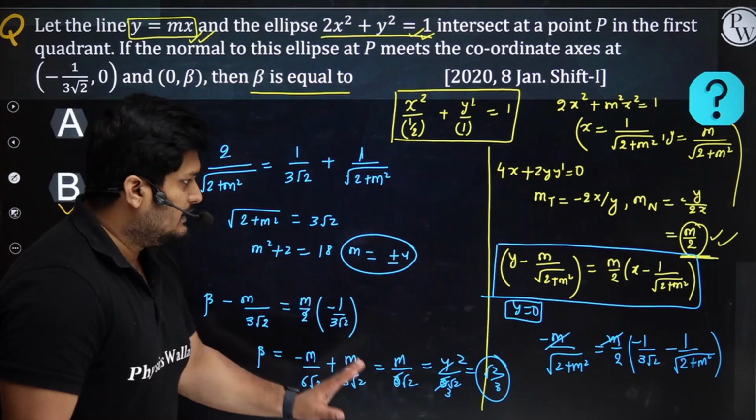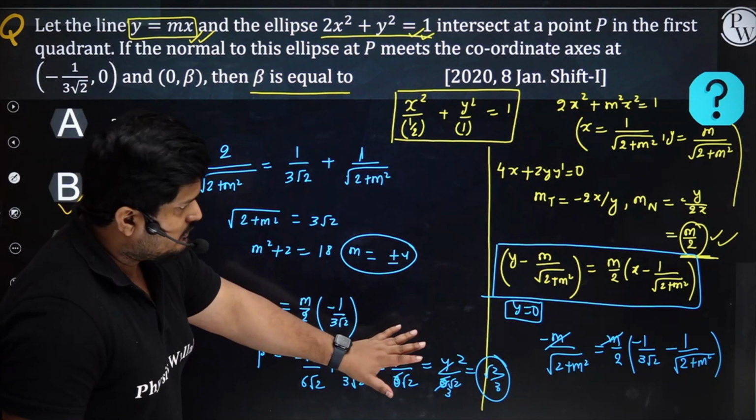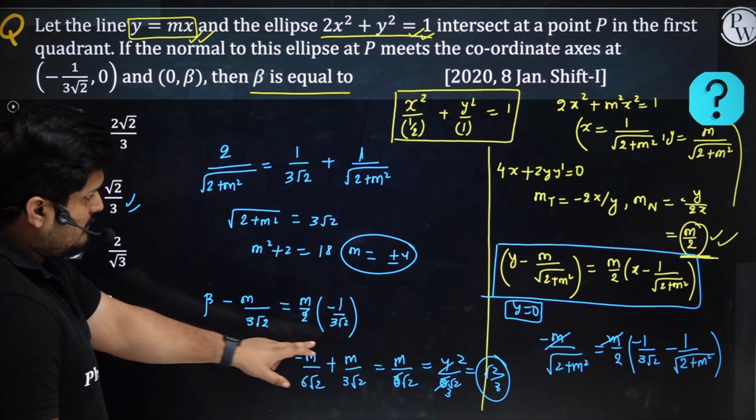There were so many things to write. It took time because of these calculations. Otherwise, the question was very simple. We got the point of intersection, we wrote the equation of the normal, and then we utilized it and found the value of m. Clear? Moving on to the next question.